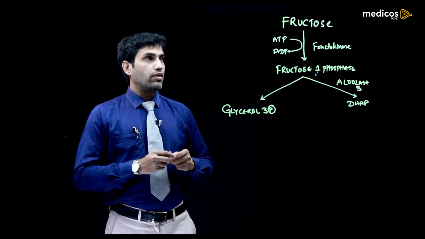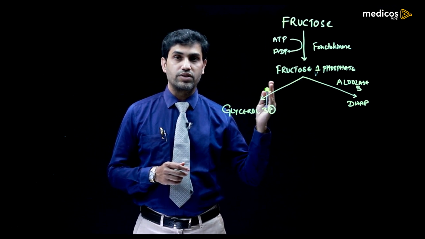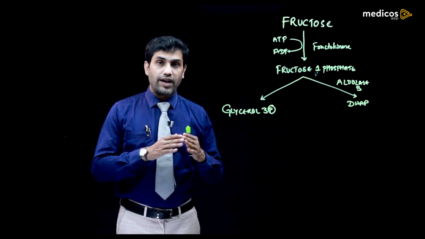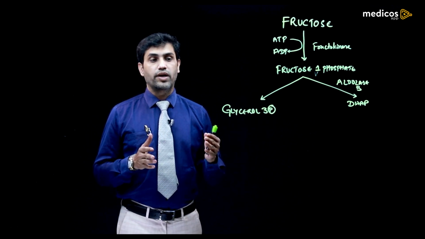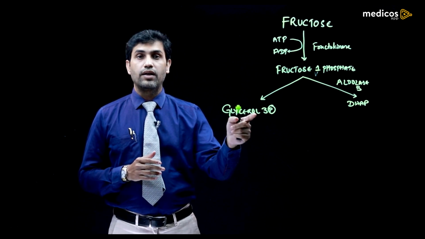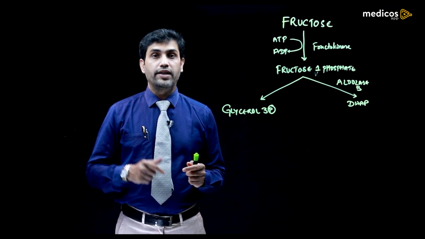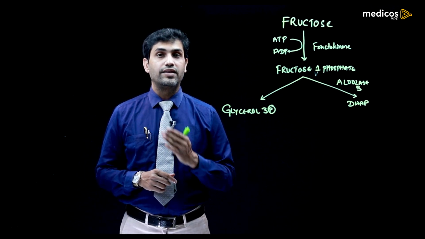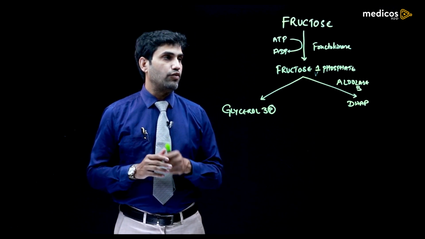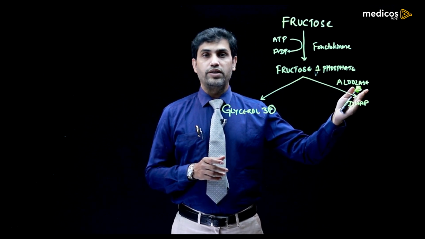If you remember, in glycolysis, glucose was converted to glucose 6-phosphate, which was converted to fructose 6-phosphate, which was converted to fructose 1,6-bisphosphate. That fructose 1,6-bisphosphate was broken down into glyceraldehyde 3-phosphate. Here it is glycerol. This is an alcohol, that was an aldehyde. So, here it is forming glycerol 3-phosphate. The enzyme there was aldolase-A, here it is aldolase-B.